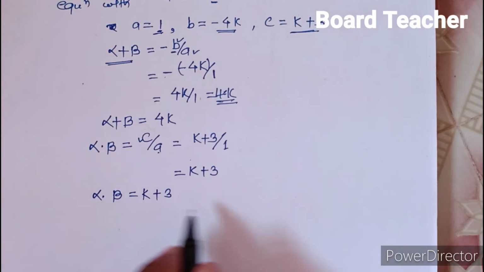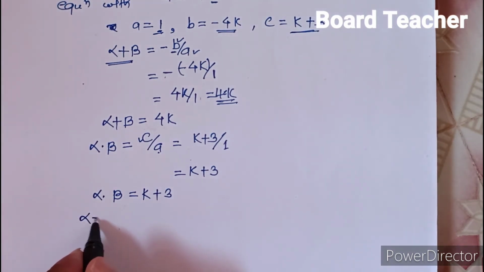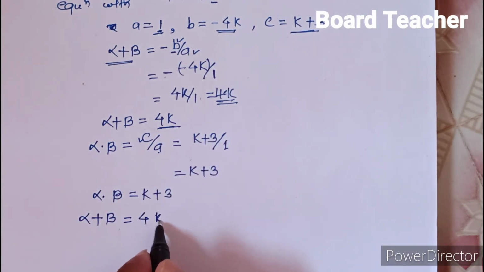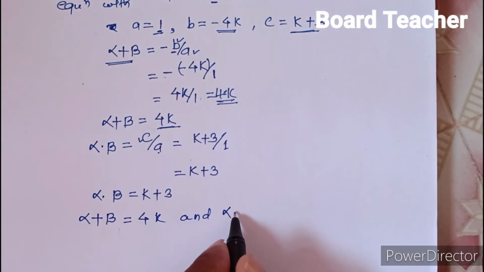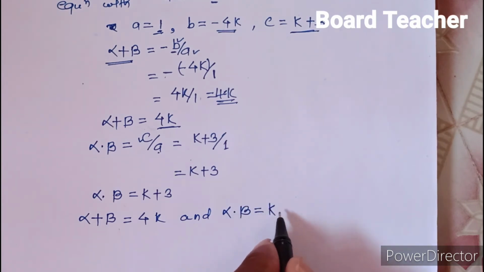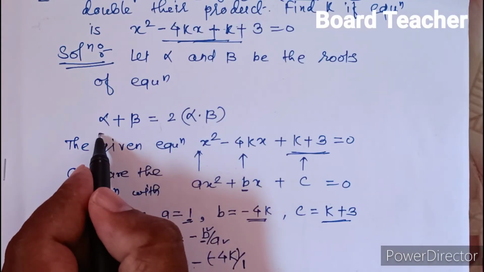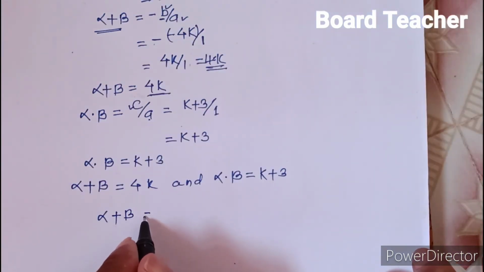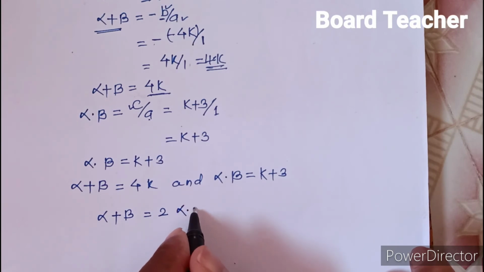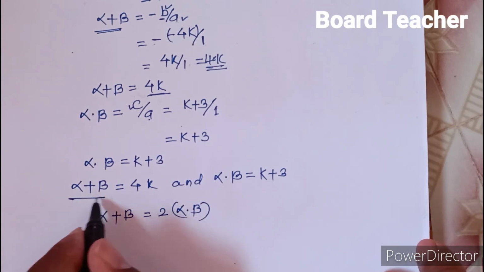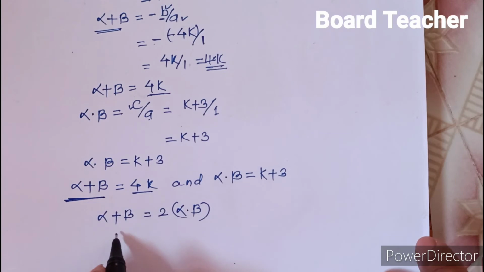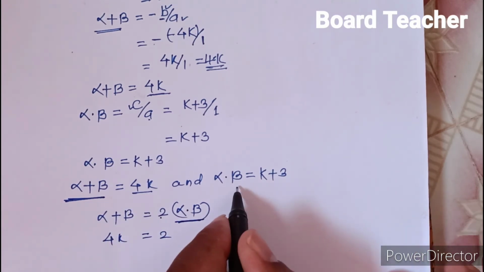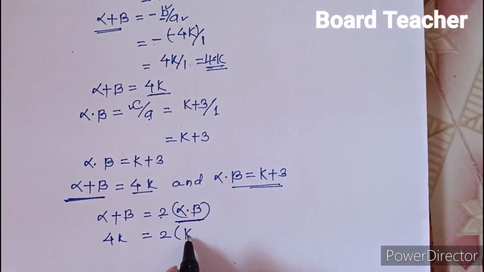Now we have alpha plus beta equals 4k, and alpha dot beta equals k plus 3. From the condition, alpha plus beta equals 2 times alpha dot beta. The value of alpha plus beta is 4k, so write down 4k equals 2 times the value of alpha dot beta, which is k plus 3, so write down k plus 3.